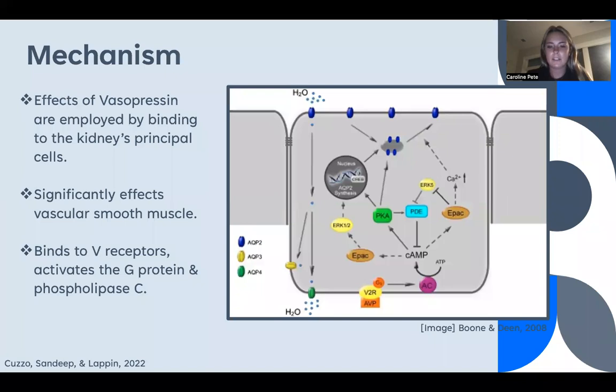The effects of vasopressin are exerted by binding to the kidney's principal cells found in the late distal tubule and collecting ducts. Vasopressin binds to the V2 receptor of these cells, activating adenylate cyclase, resulting in an increase in the second messenger cyclic AMP, also known as cAMP.